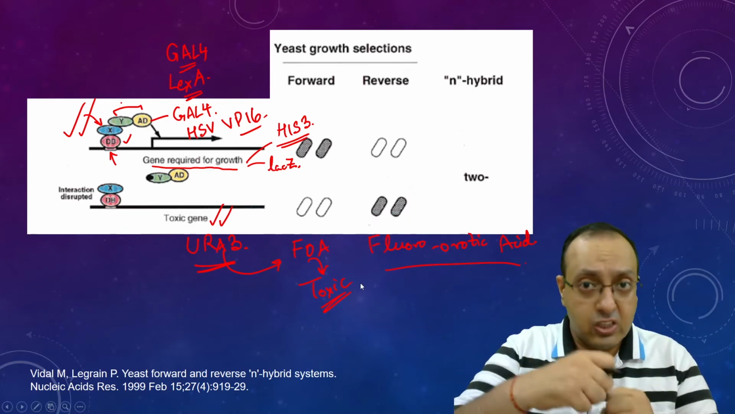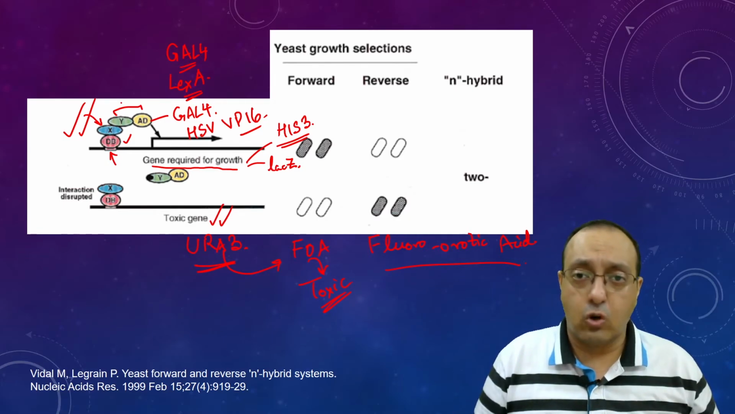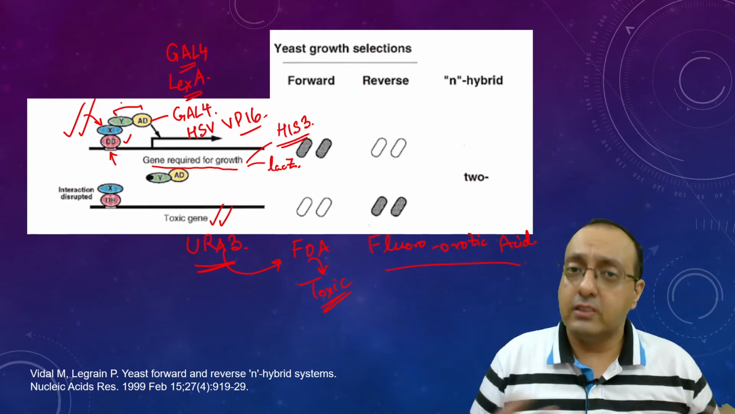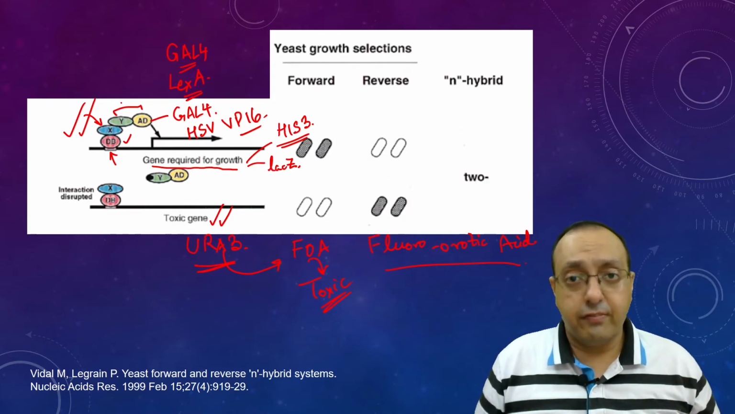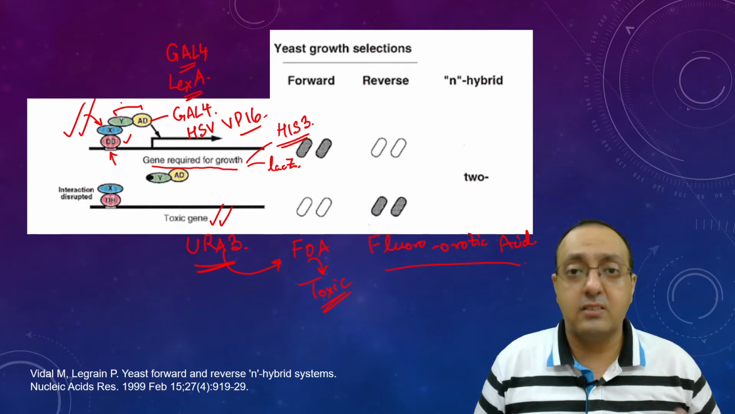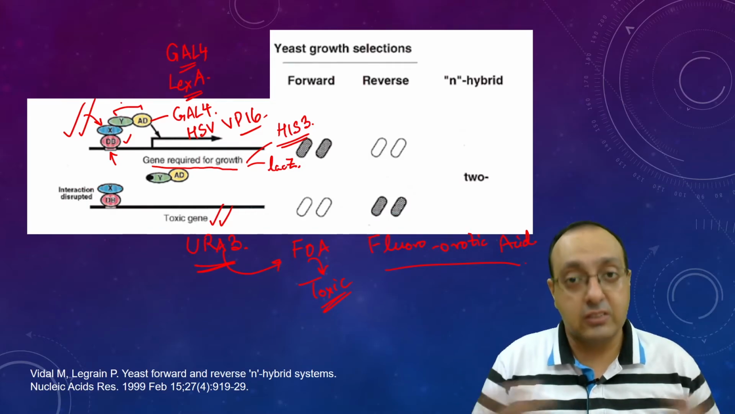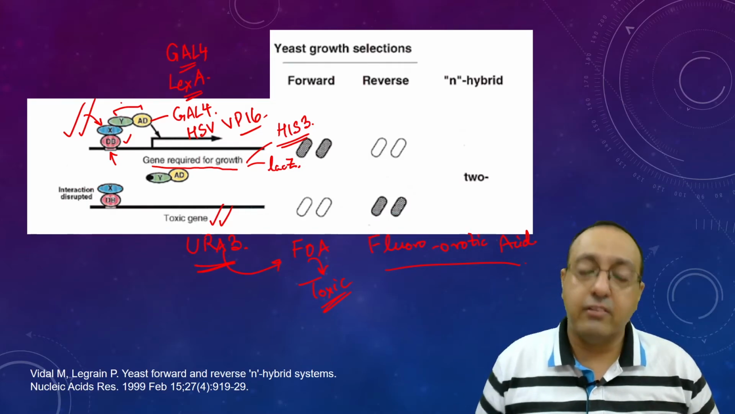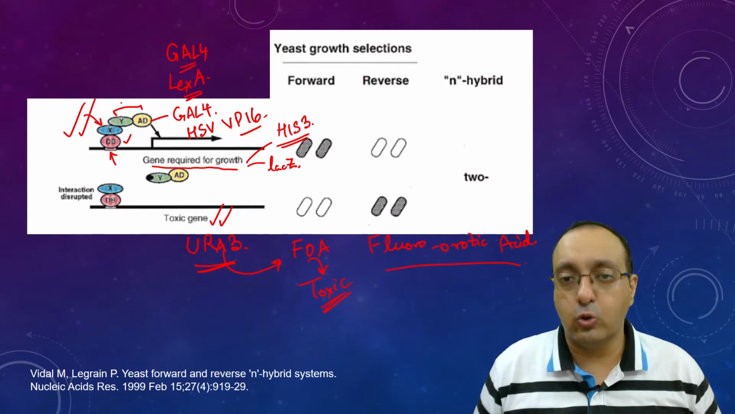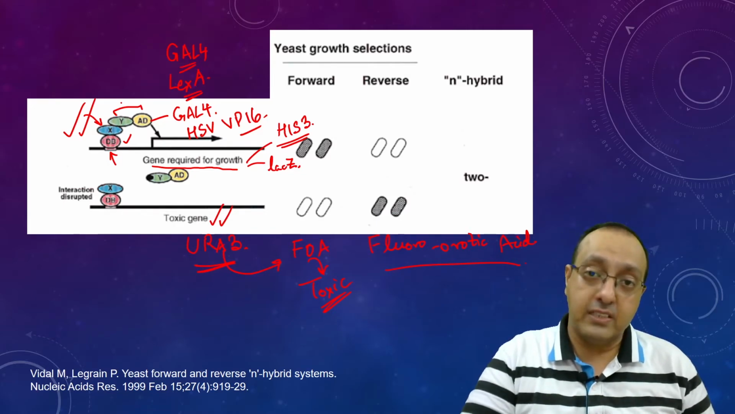So if the interaction is deficient, this toxic gene will not be transcribed, and the cells will be happy to grow. If the interaction is happening, meaning it is still viable and active, then the cells will not be able to grow. So this is the reverse two-hybrid system.